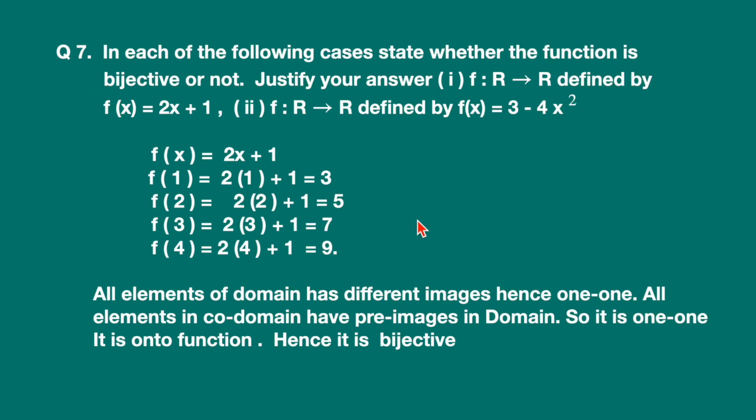Okay. Question 7. In each of the following cases, state whether the function is bijective or not. Justify your answer. Sum 1. F is from R to R defined by f(x) is equal to 2x plus 1. So let's do this first. Here, write down the function. f(x) is equal to 2x plus 1. And the domain is R. R is the set of real numbers.